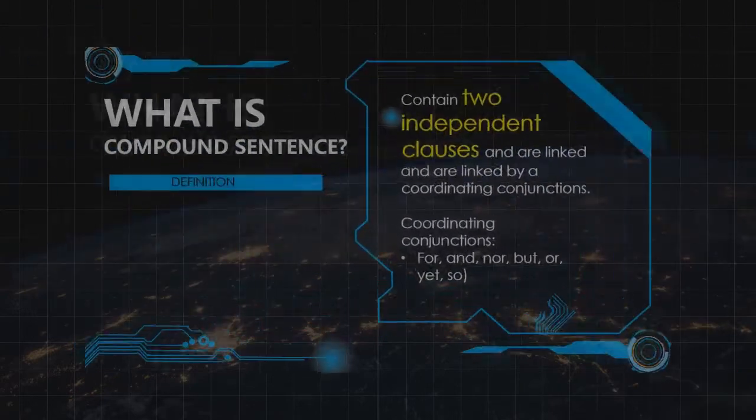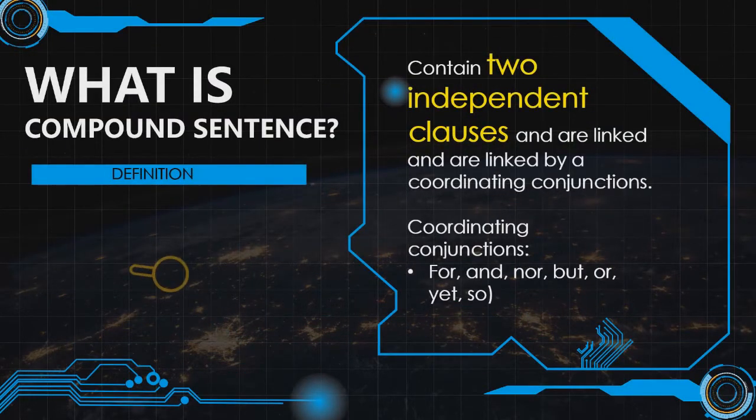Good afternoon, everyone. My name is Francis Daniel Serino and I'm going to report the definition of compound sentence. So what is a compound sentence? A compound sentence contains two independent clauses linked by a coordinating conjunction. An independent clause has a subject, a verb, and states a complete thought.